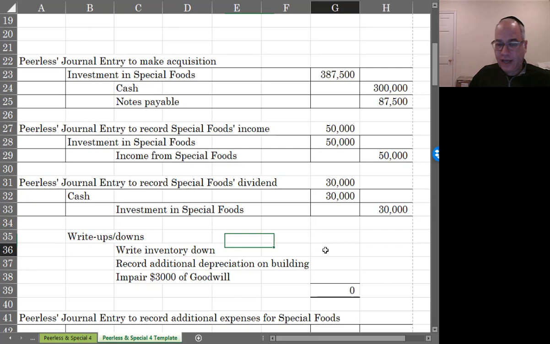Next, we've got various write-ups and write-downs. So we need to write the inventory. Okay, I got ahead of myself here. We're not going to do the initial acquisition now. What we're going to do is go on and do business and go to the end of the first year after the acquisition. And there's a few things going on here. At the end of the year, the parent prepares for the consolidation, and they realize they've got to do a couple of things.